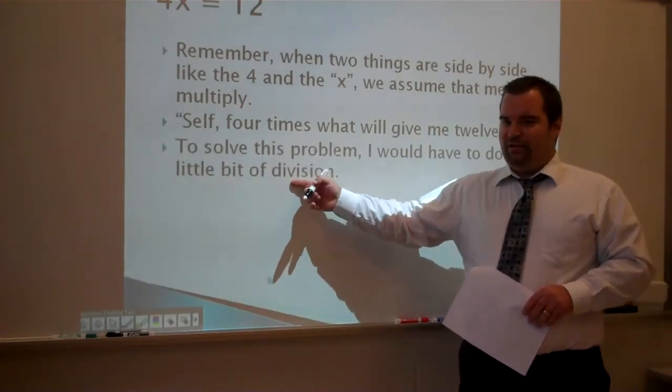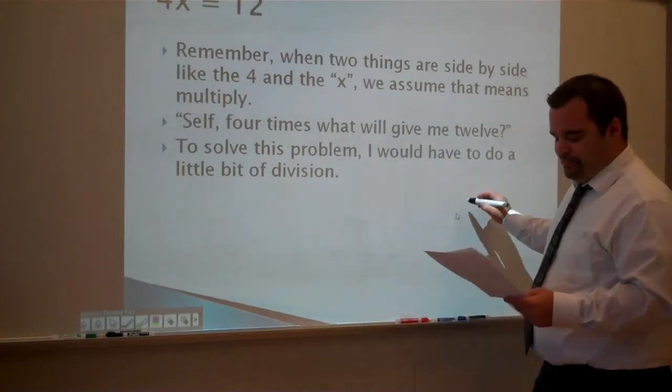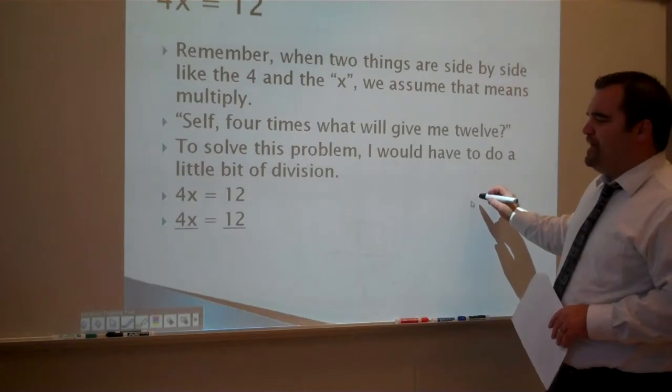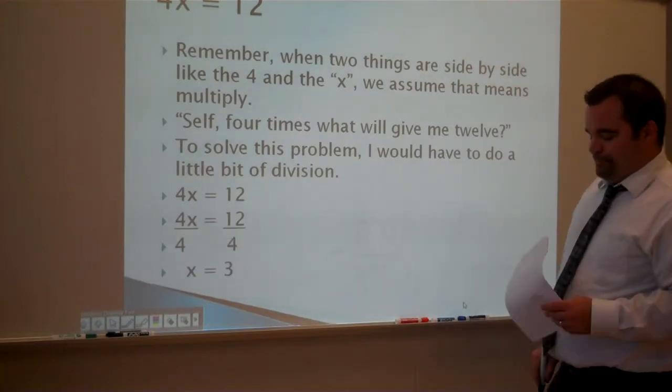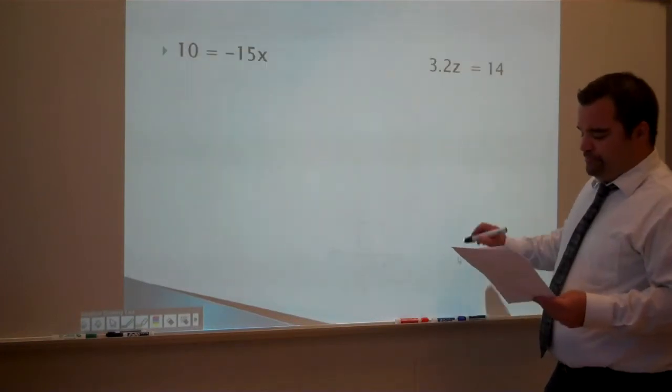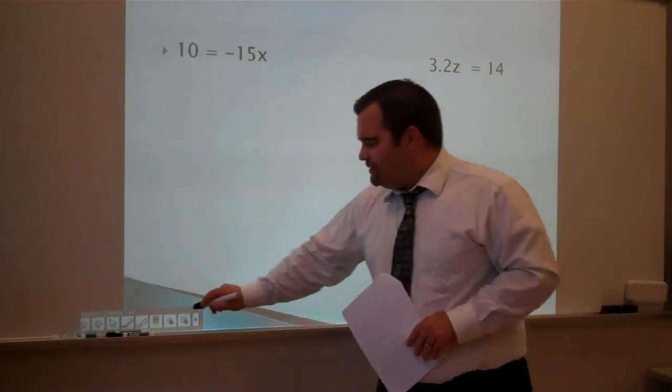We're going to do a little bit of division. That's okay. Not afraid of division. 4x equals 12. Divide both sides by 4. I get x equals 3. If I plug that back in, 4 times 3, 12. 2 more problems.